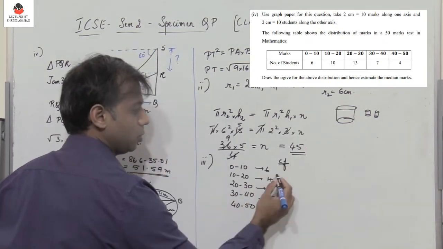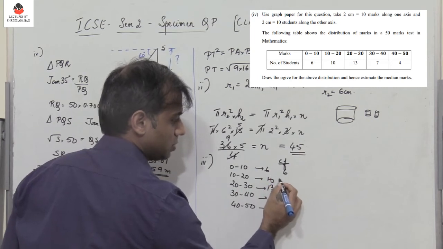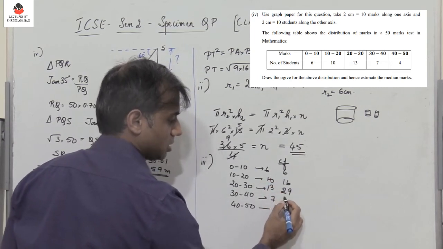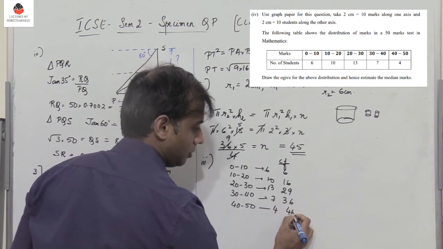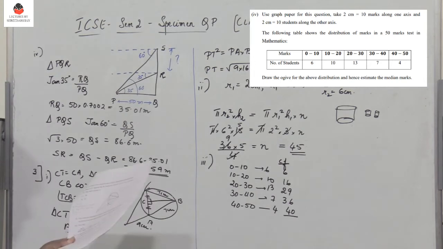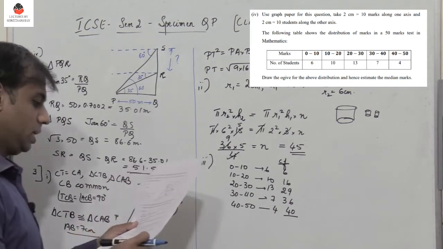What is the cumulative frequency? You have 6. 6 plus 10 is 16, plus 13 is 29, plus 7 is 36, and then you have 40. Right? So we have to plot this on the graph. Draw the ogive for the above distribution and estimate the median mark.